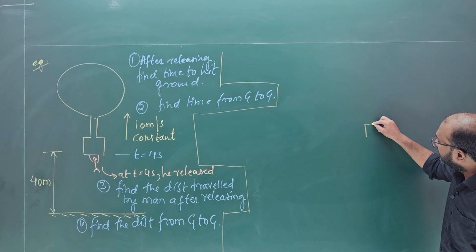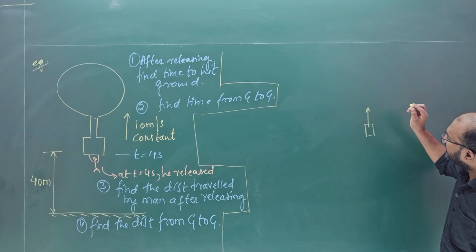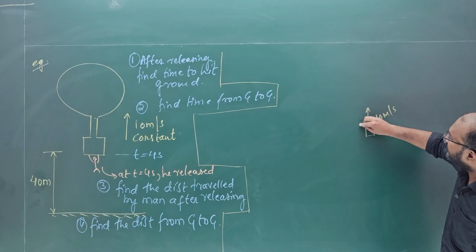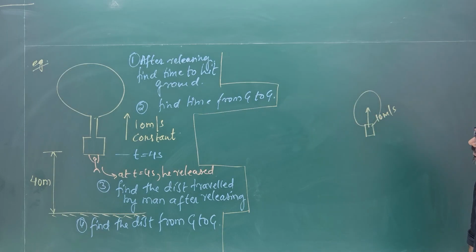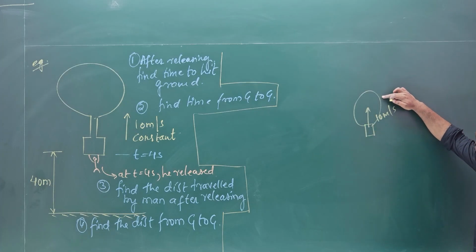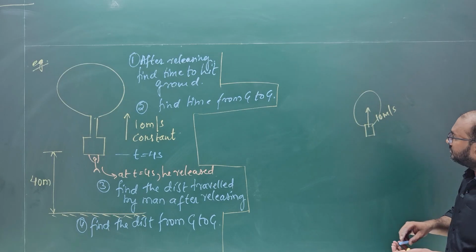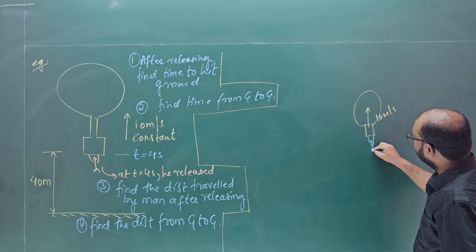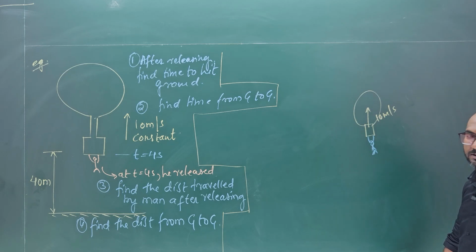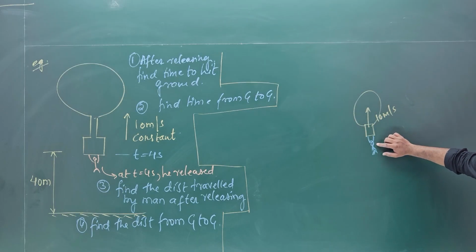Consider this balloon, this basket is going with 10 meter per second, which is attached to this balloon. Okay, what is the velocity of this balloon? 10 meter per second. This basket is attached to what? Balloon. What is the velocity of this basket? 10 meter per second. Yes or no? Okay. And the man is also hanging to this. Yes. So what is the velocity of this man? He is also 10.